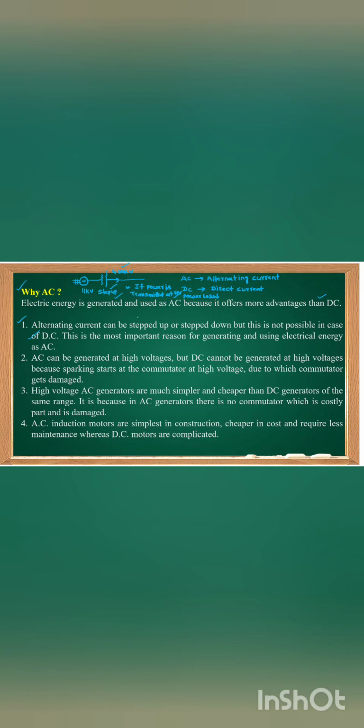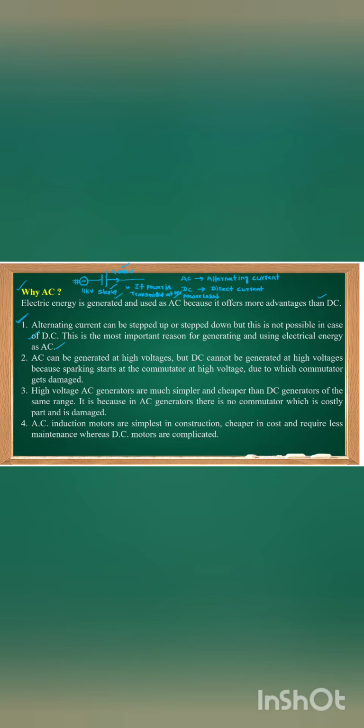Why do you step down the voltage? In order to bring the voltage level to utilization level. At utilization levels, some industries use 11 kV directly, 33 kV directly. In domestic applications, you have to bring it to 230 volts or 440 volts. For this purpose, you have to step down the voltage. That is possible only with alternating quantities, not with direct quantities, DC quantities. This is the most important reason for generating and using electrical energy as AC. This is one of the reasons, the most important reason why AC is preferred.